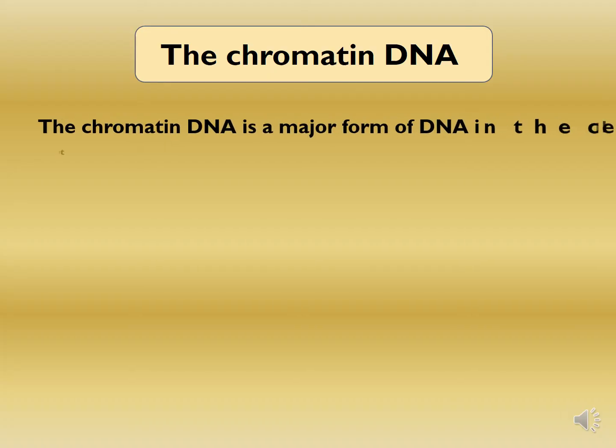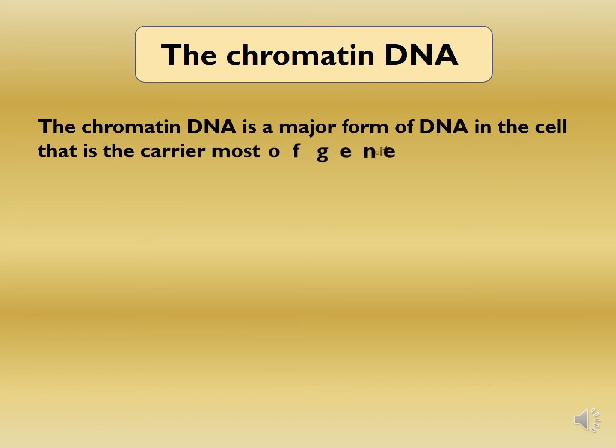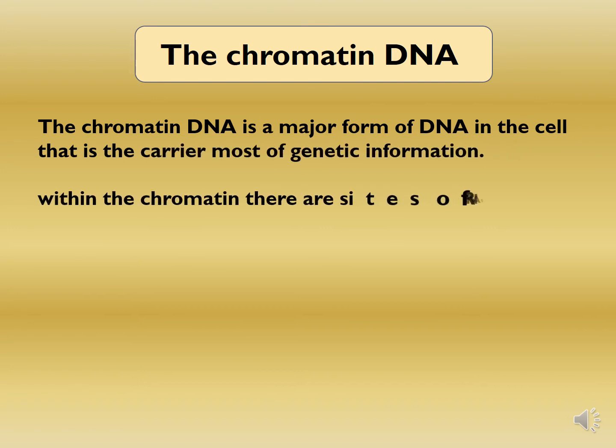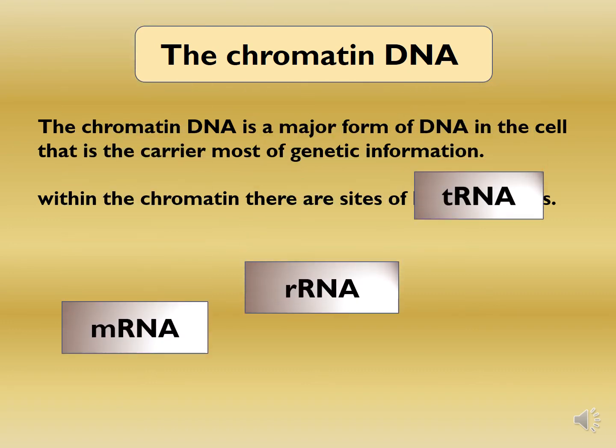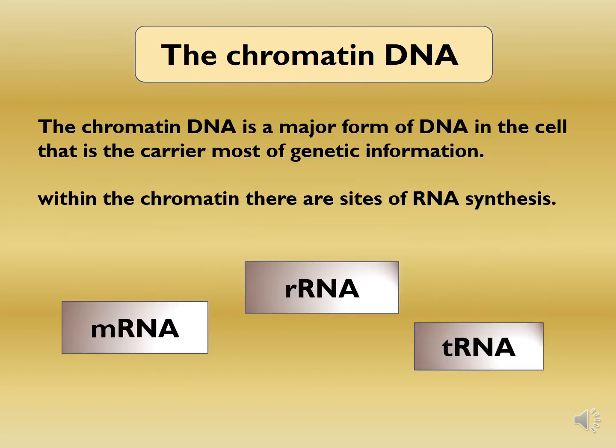The chromatin DNA is a major form of DNA in the cell that carries most of the genetic information. إذا المادة الوراثية اللي موجودة في الخلايا تكون بشكل كروماتين DNA. Within the chromatin, there are sites of RNA synthesis. هناك مواقع لبناء أنواع ال RNA اللي تشمل messenger RNA, ribosomal RNA, and transfer RNA.